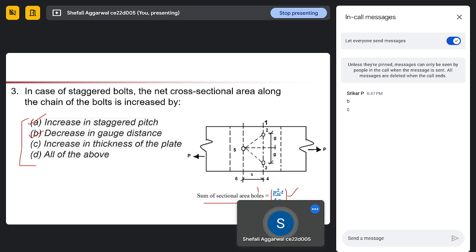Third is thickness of plate. So thickness of plate is also directly proportional. If we are increasing our thickness of plate, our cross-sectional area will increase. So the correct option will be all of the above. Right?